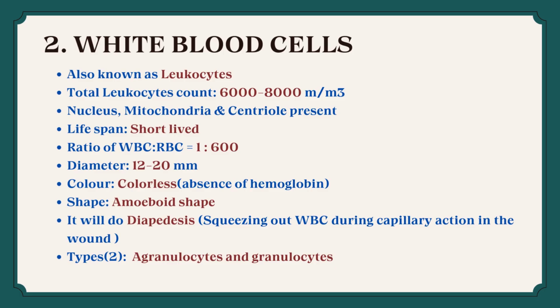WBC is 12 to 20 micrometers in diameter and it is colorless due to the absence of hemoglobin. It is amoeboid in shape, so it does diapedesis, which is squeezing out of the WBC through the capillary into the wound. There are two types of WBC, namely granulocytes and agranulocytes. Let's see the types of WBC in detail.